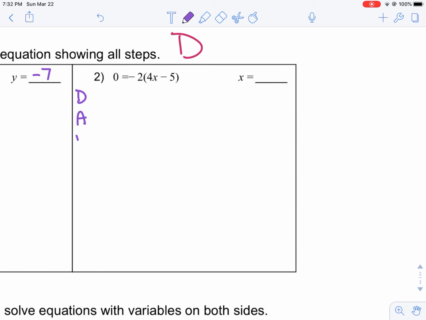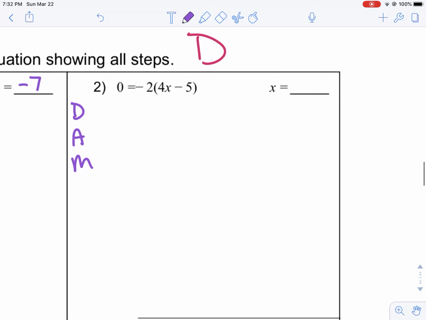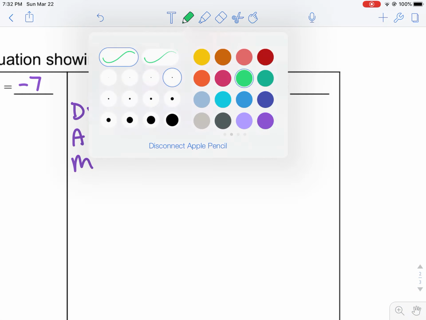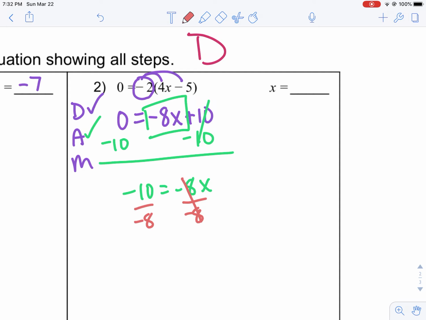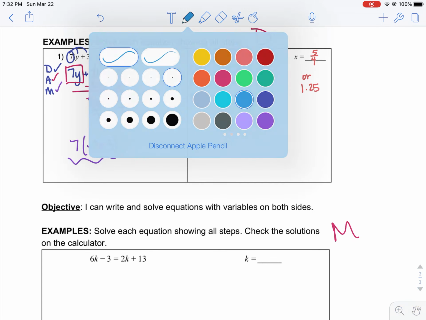So same thing on number 2. If you want to pause this one and try it on your own and then check with the work, that's fine. I have a -2 in front, so -2 times 4x is -8x. -2 times -5 is a +10. Next step, move 10 through the opposite operation, so I would be subtracting. So -10 equals -8x. And then divide by -8, and the calculator will tell me it's a pretty 5/4. Or you can write it as 1.25. I don't care about decimals versus fractions, that's for sure.